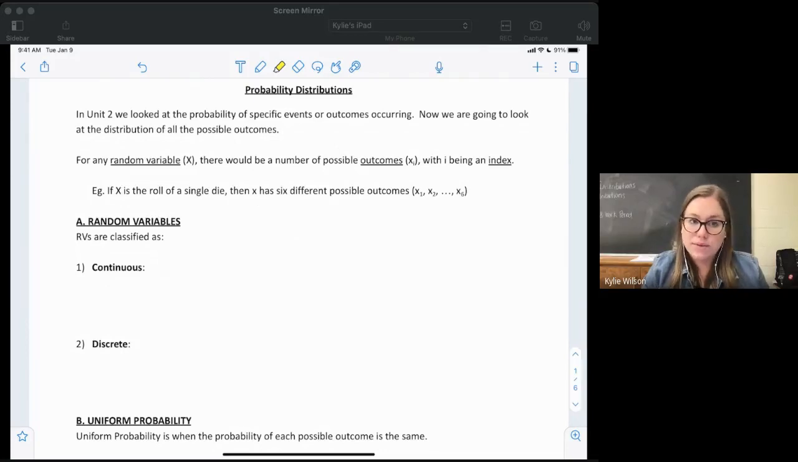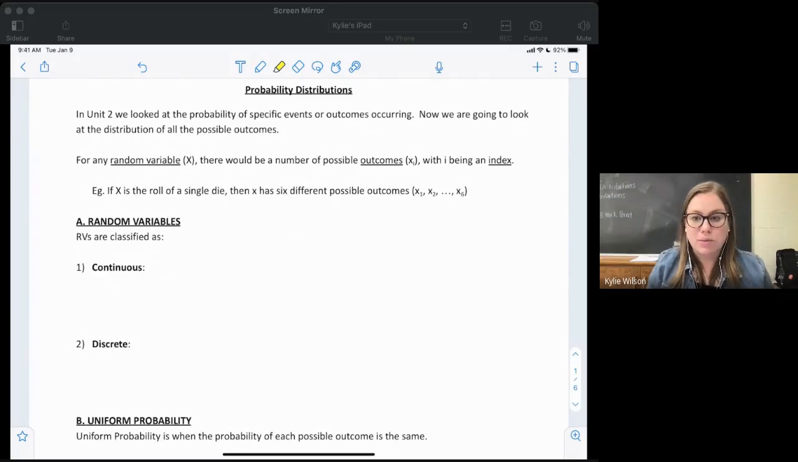So throughout all of Unit 2, we looked at the probabilities of specific events and outcomes occurring. So we would look at a situation and we want to find a specific probability of a specific outcome in that situation. Now what we want to look at is the distribution of all of our possible outcomes. So we want to think about all of our outcomes and we want to assess the probabilities of all of these outcomes.